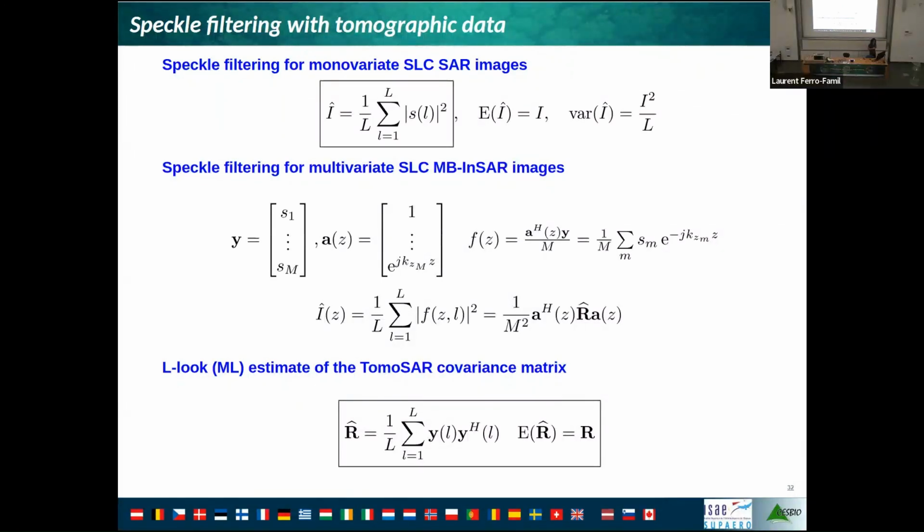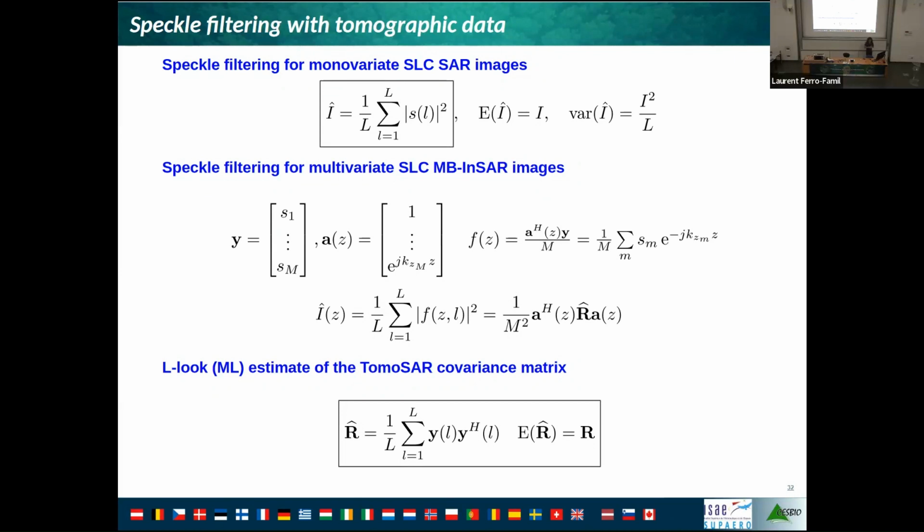Okay, so if we come back to the speckle filter, why did I make this digression? Just to explain to you that at the end, what you want to do is to average several samples. You take the original image, you take the square modulus of the image, and you average several realization samples in the surrounding of the pixel. And how do we do this when we perform tomography? We do exactly the same. You have your data, you combine them coherently to estimate the response at a given height. You take the square modulus of this value, estimated at a given height, in the spatial surrounding. You apply a boxcar filter and you average.